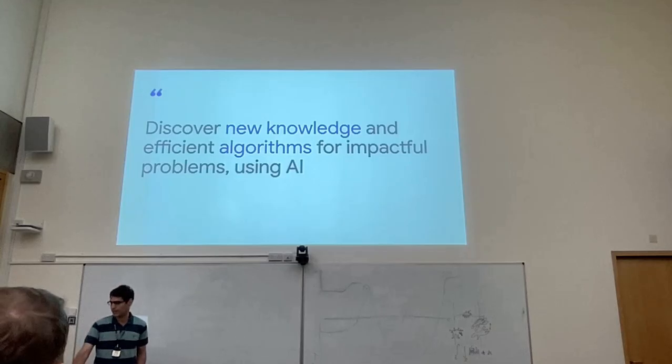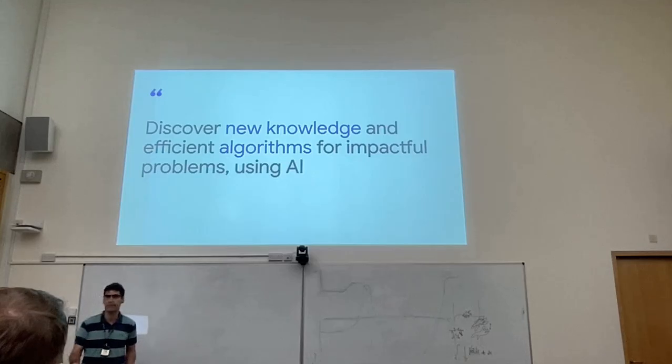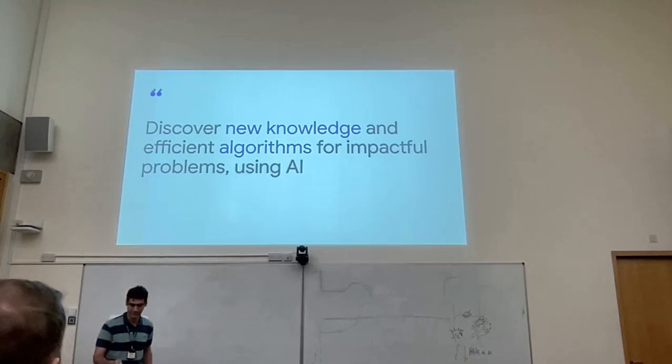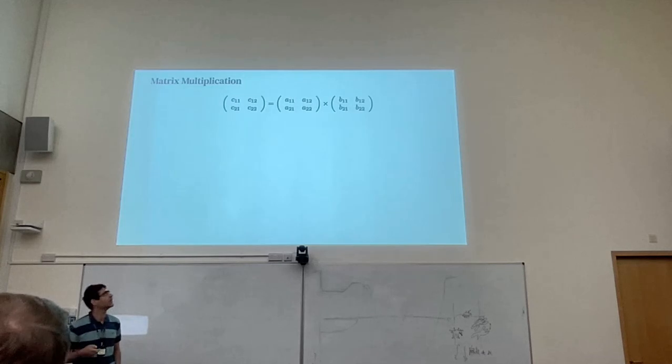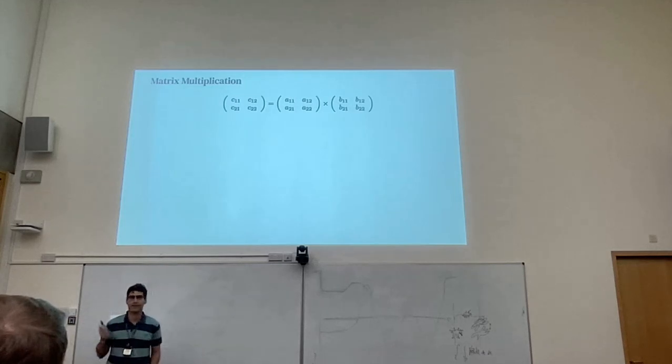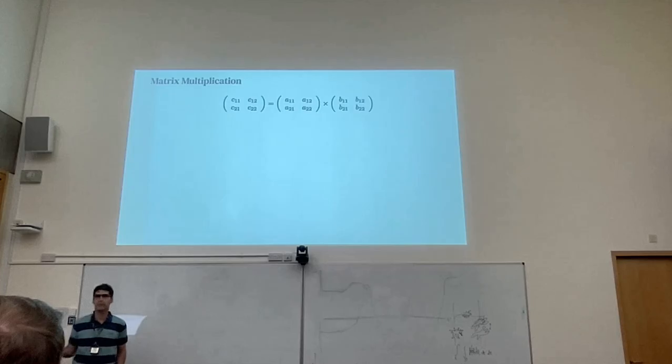As I said, the goal of our team is to discover new knowledge and efficient algorithms for impactful problems using AI. That's at a high level, but it's still like the North Star that we try to follow. And as I said, we will unfold this presentation in the context of matrix multiplication, so let's jump straight into it. How do we multiply matrices?